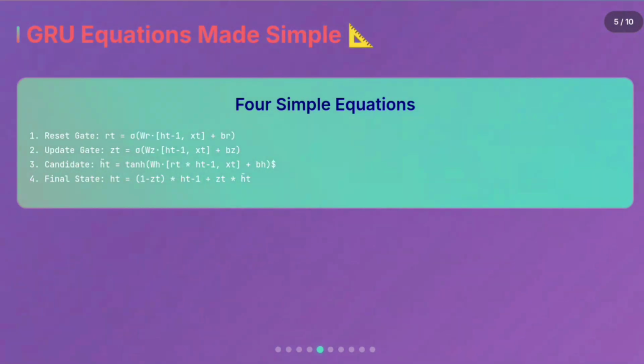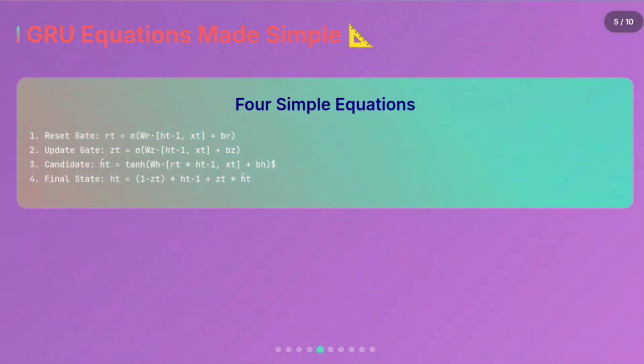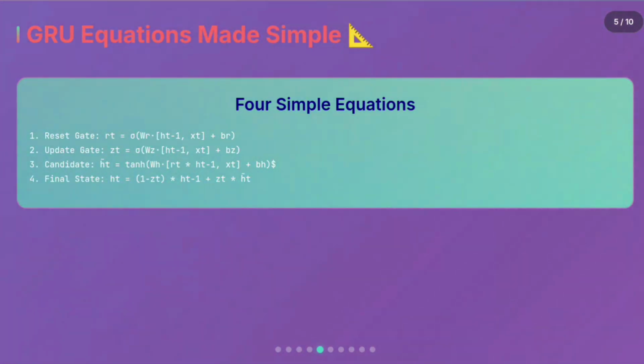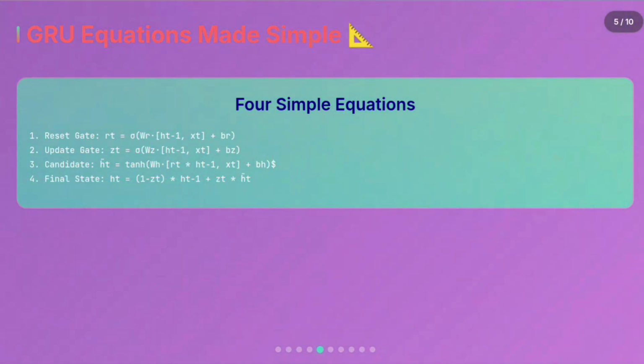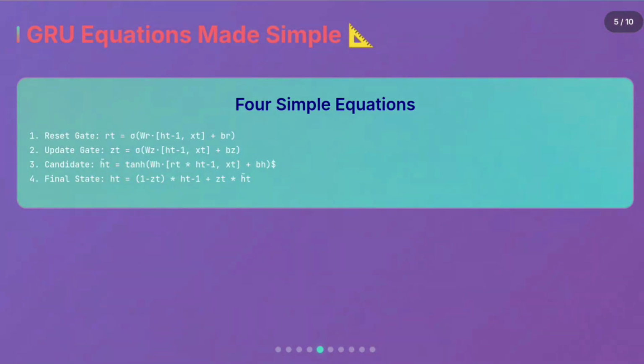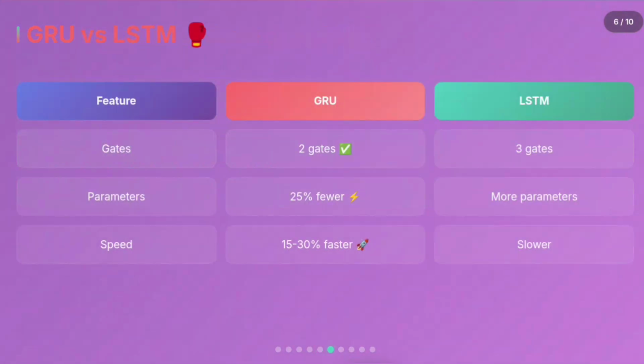And here's the magic. The update gate decides the final mix. It's like saying, take some of the old state and some of the new candidate and mix them based on the update gate values. That's it. 4 simple equations that create powerful memory capabilities.